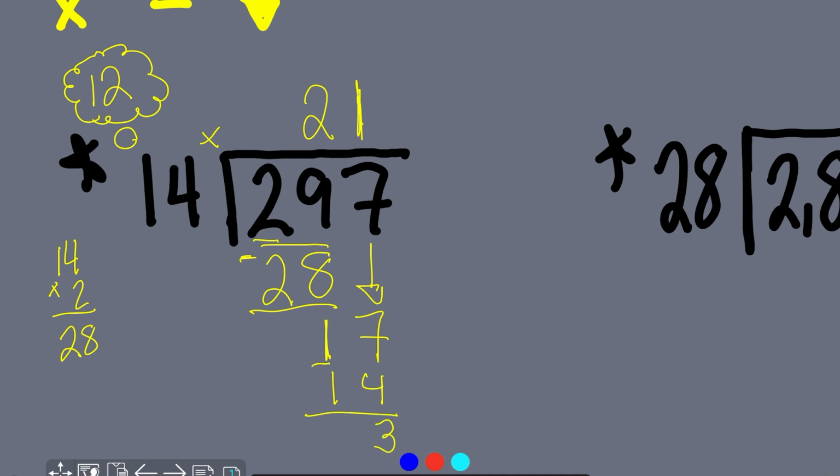Now, I have nothing else to bring down, so that 3 can't be left out completely. So what you have to do is say, okay, it goes in there perfectly 21 times, but I have a remainder of 3 left over that it won't go into enough, so it won't work out.